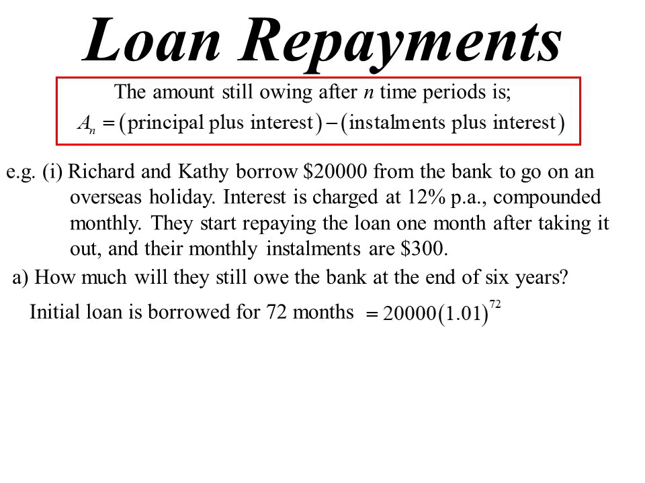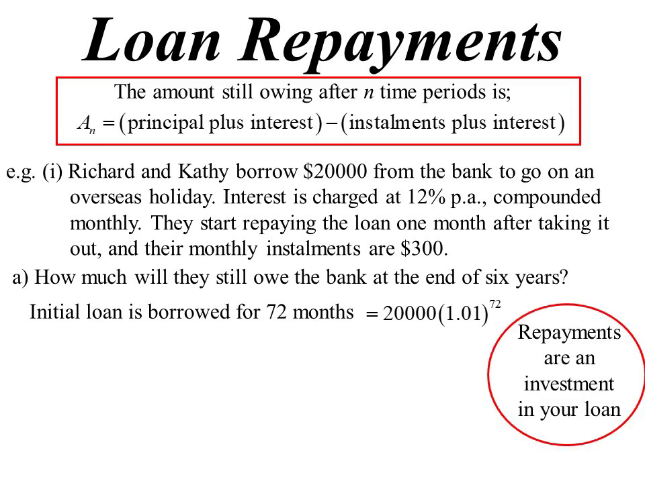So we work out the initial amount. What is the compounding on the principal plus the interest? Now we're talking about 6 years here, so that's 72 months. So principal, apply the interest 1.01 to the power of 72. Now the repayments you can consider as an investment in your loan, okay? Because basically this is what is happening.